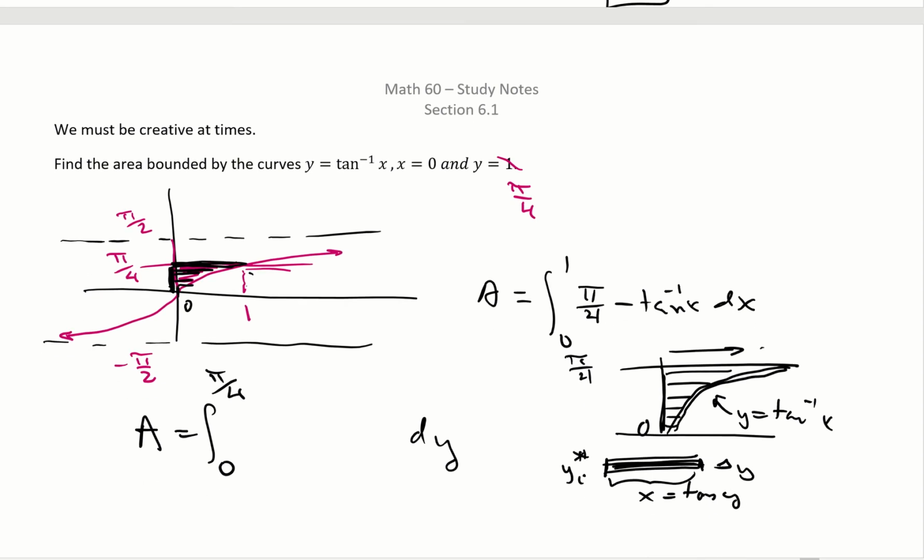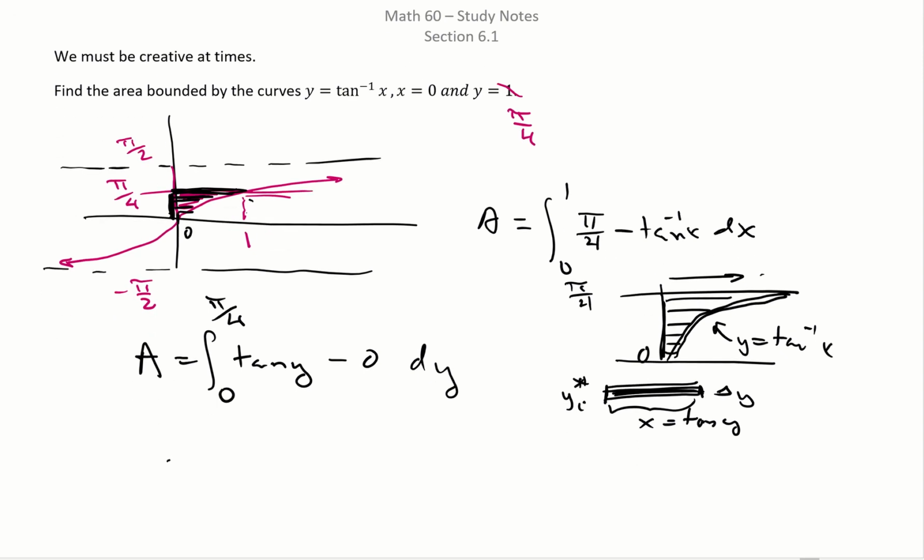But it's worth it because we can do this problem. Otherwise, we can't till we get to Calc 2 anyway. And that's a fun way to look at things. But anyway, the upper curve is just tan of y, and the lower curve is 0. There is no lower curve, but I can write it in if you want me to. So our problem in this case is the integral from 0 to pi over 4 of tangent of y dy.